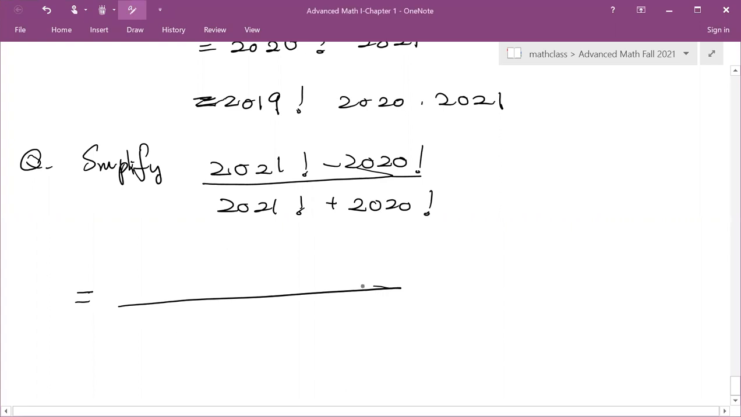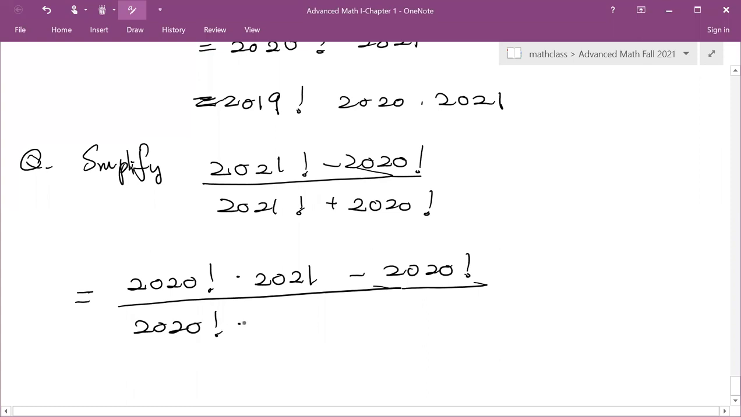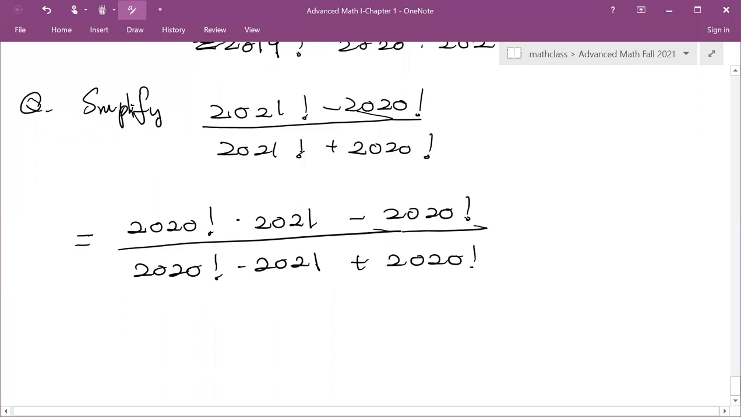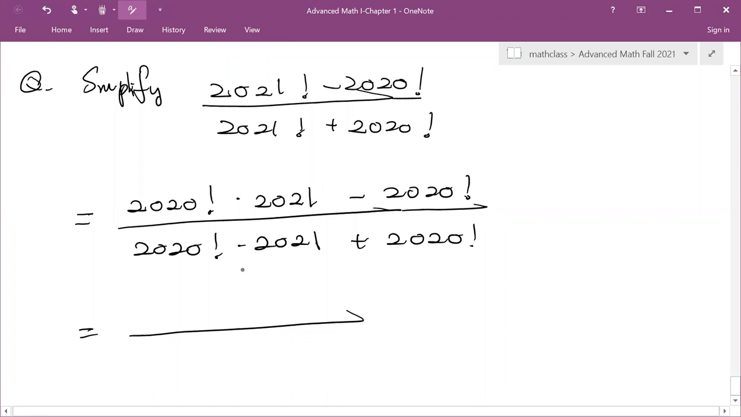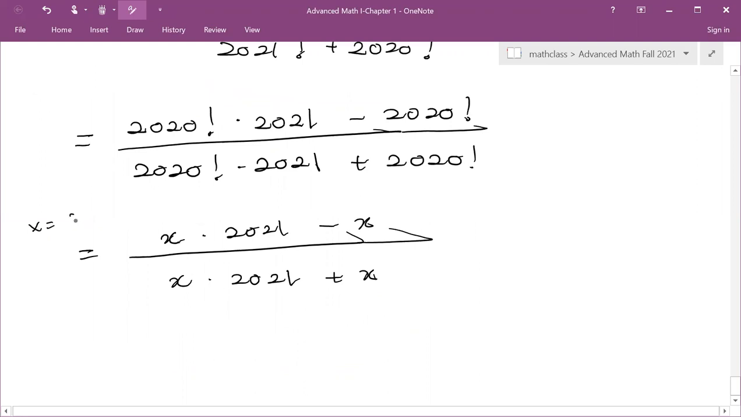And this is a huge number. So we have to find the common factor. 2021 factorial is going to be 2020 factorial times 2021, minus 2020 factorial. That's a huge number. And here 2020 factorial is going to be the same. You express it like this. Then you really don't need to worry about what 2020 factorial is. I call it X. Then here's X times 2021 plus X. So here X is going to be 2020 factorial. It's a huge number.